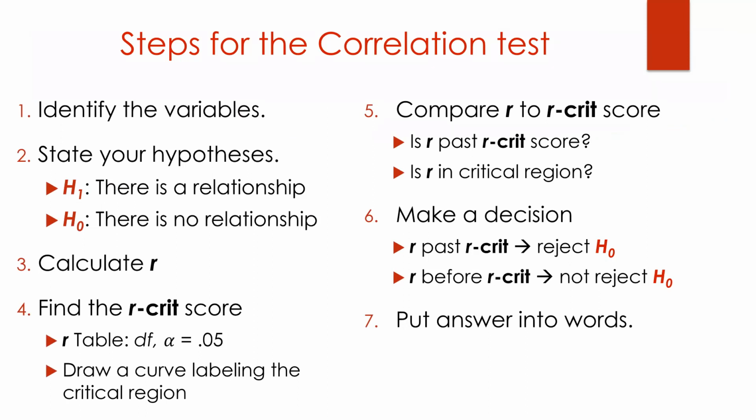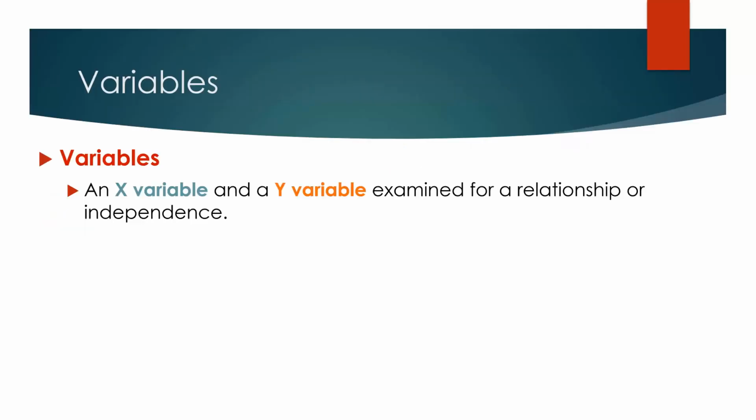Now, the steps for the correlation test are the same 7 steps that you have been using for a long time now. They should be ingrained in your brain at this point. With the correlation, the thing that's specific to it is the way you phrase the hypotheses, how you calculate the stat, and the critical score you'll find. But after that, steps 5, 6, and 7 are the same as for every other stat you've learned. So let's start with step 1.